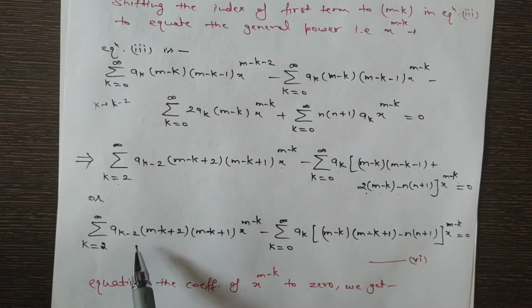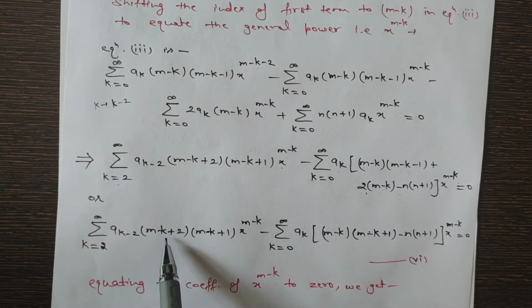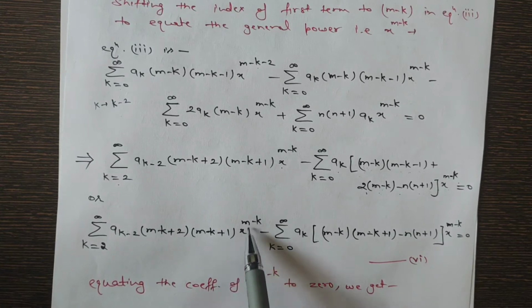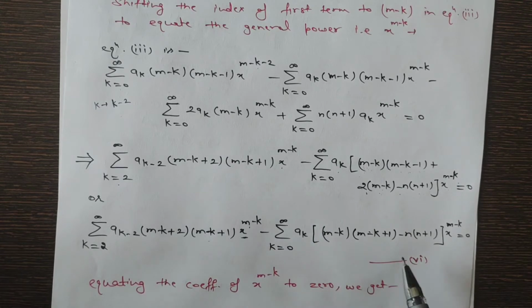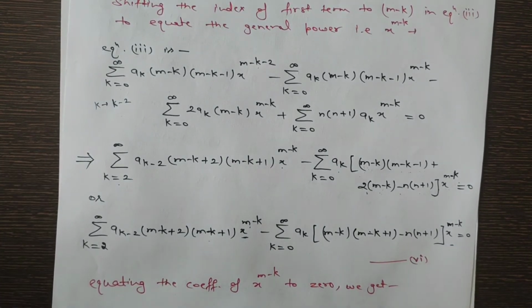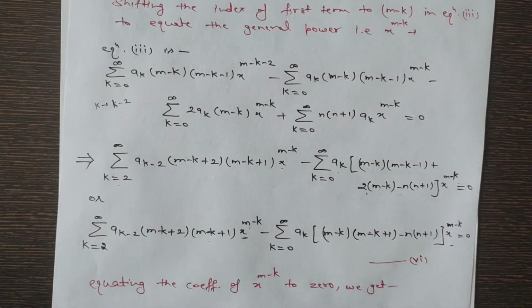And the first term is as it is, that is a_{k-2}(m-k+2)(m-k+1) into x raised to power m minus k. So now both terms are having the same index, that is m minus k. So now we can equate the coefficient of x raised to power m minus k to 0.